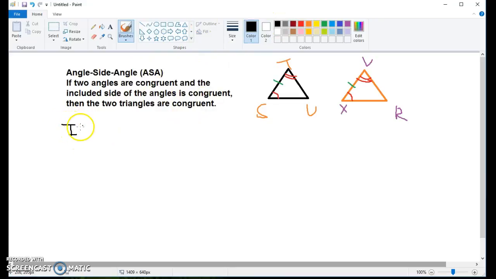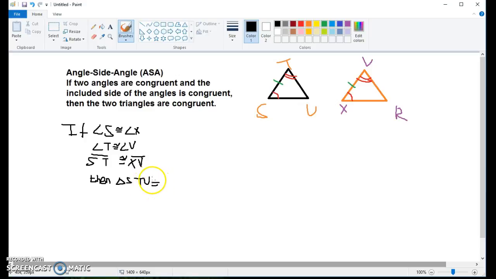So as written, if I have angle S congruent to angle X, and angle T is congruent to angle V, and then ST is congruent to XV, whoops, then these triangles are congruent. Triangle STU is congruent to triangle XVR.